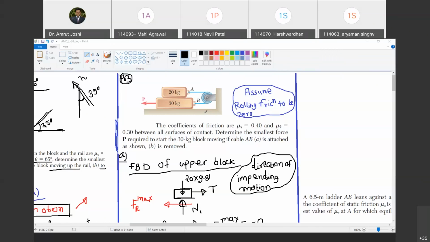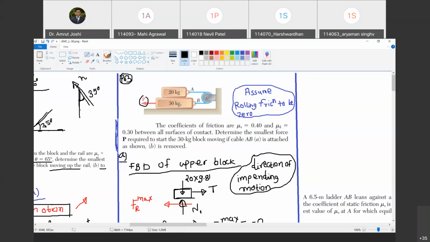In fact, here one problem is there in which the cable AB is attached, and another problem is there where cable AB is not attached. And what do we have to find out? The smallest value of P that will start the motion of the 30 kg block. Do you agree with me? Yes, sir. This is what it means.